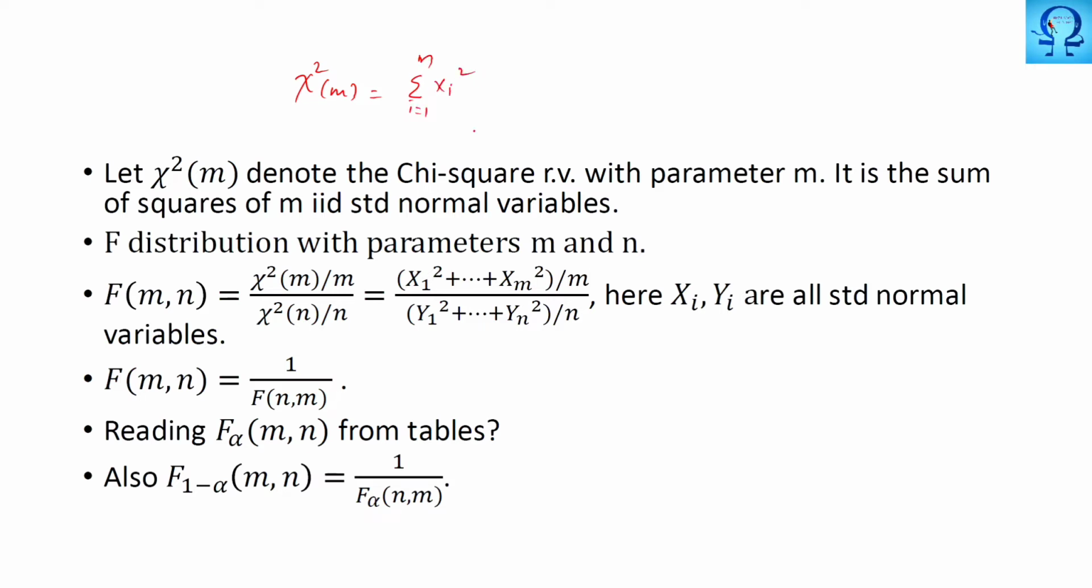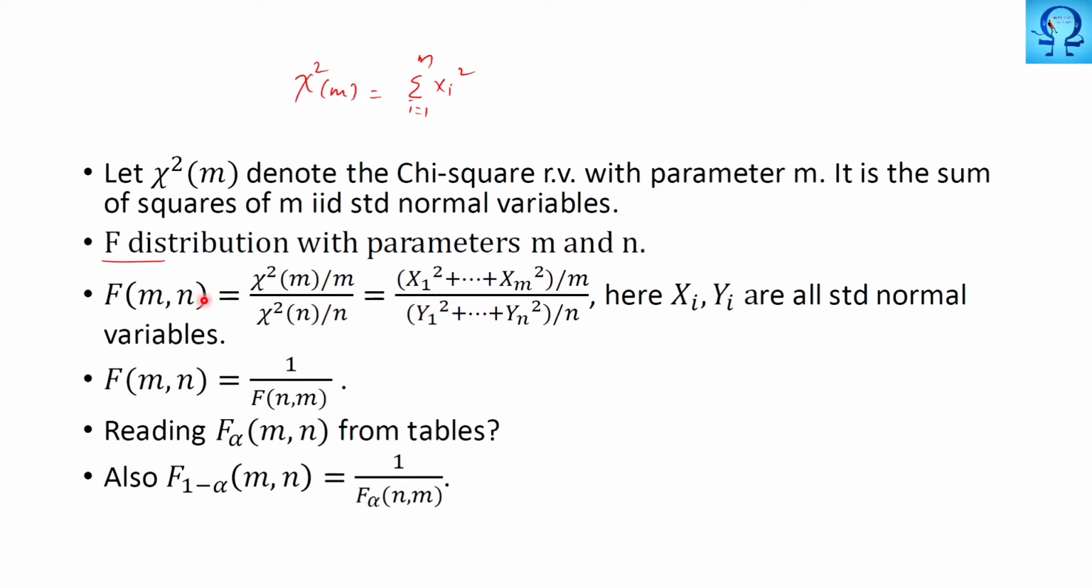m independent, identical standard normal variates. Okay, so this is what it is. So it is basically the sum of all these things. And the F distribution with parameters m and n is defined in the form of chi-square of m divided by m, whole thing upon chi-square of n divided by n. So this is how it looks like.